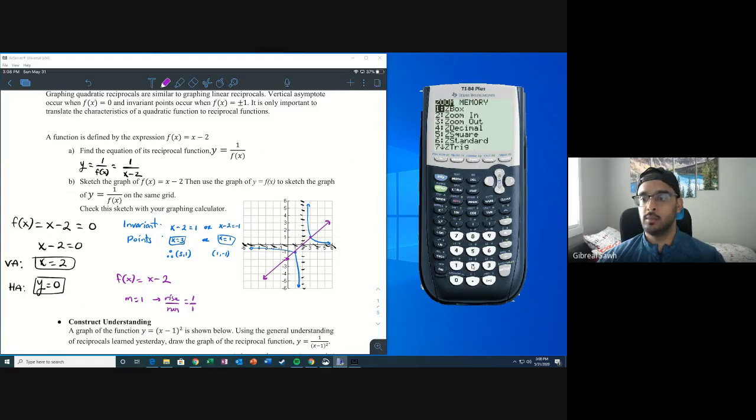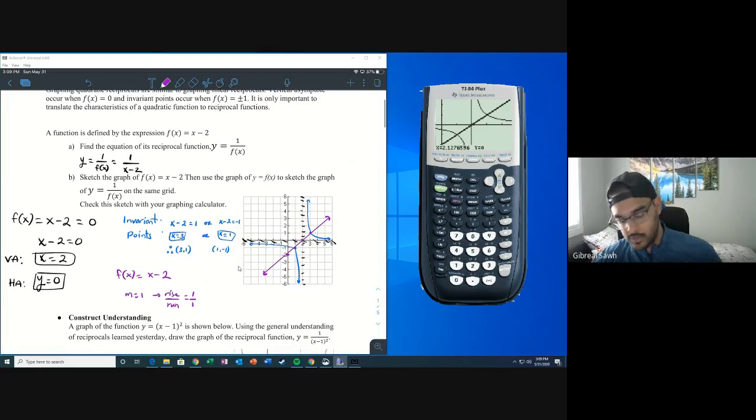So if I just zoom in a little bit, let's zoom in right on that asymptote. So again, you can see our line, and here's the two pieces. So that asymptote is vertical, and here are my invariant points, which you can see. Okay, so that's what we talked about last time, all those pieces.